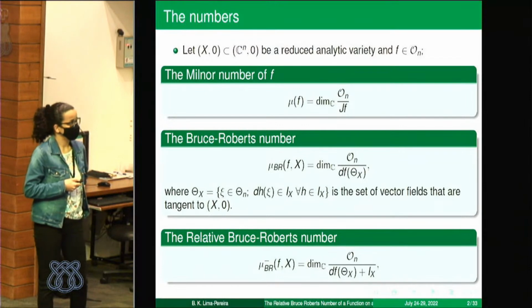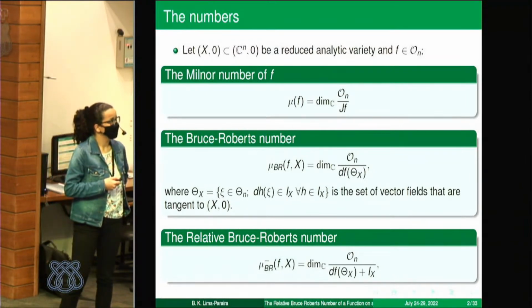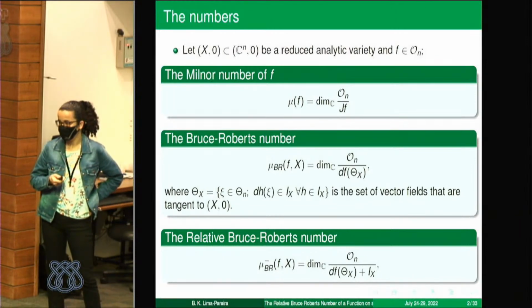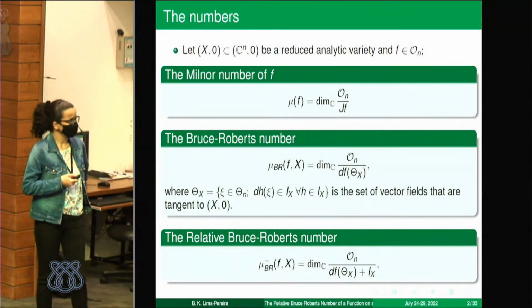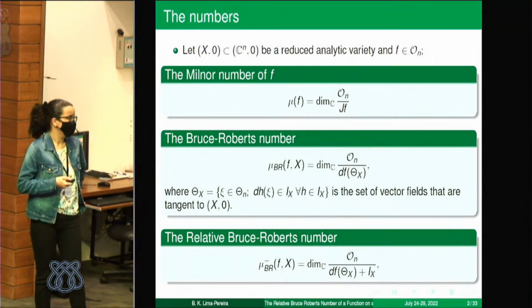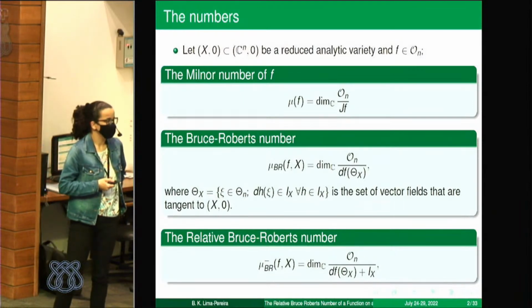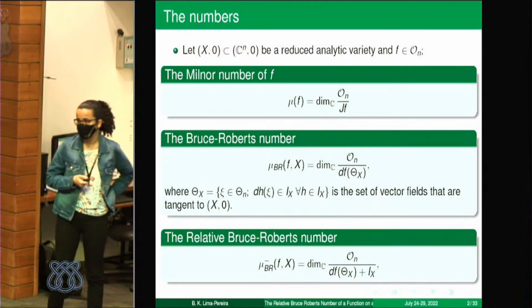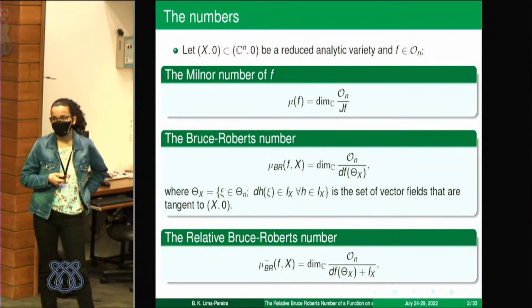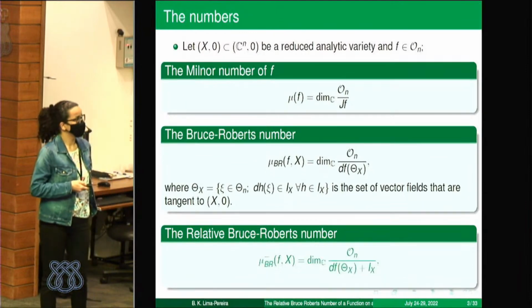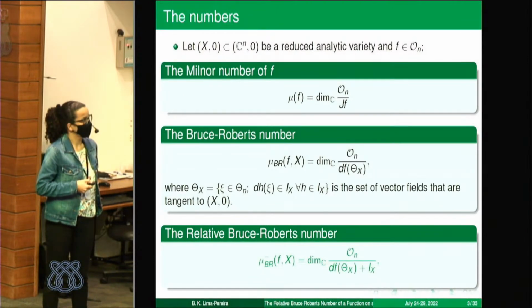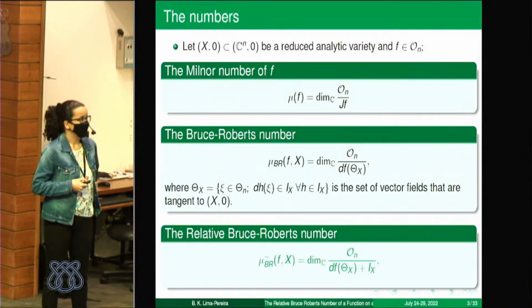And in this presentation, I will present a relation for these numbers when X is an isolated complete intersection singularity. These relations are important because with them we can obtain information about the logarithmic characteristic variety. Well, so first I will talk about the relative Bruce-Roberts number.